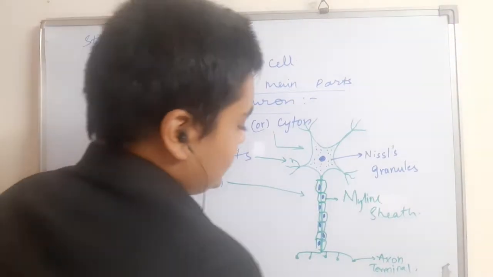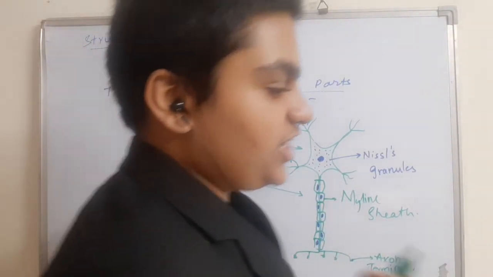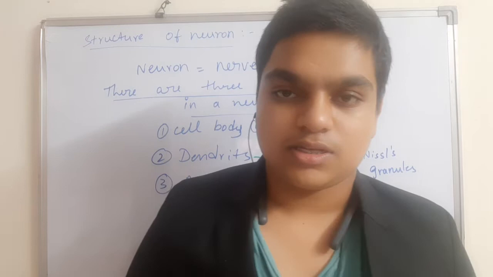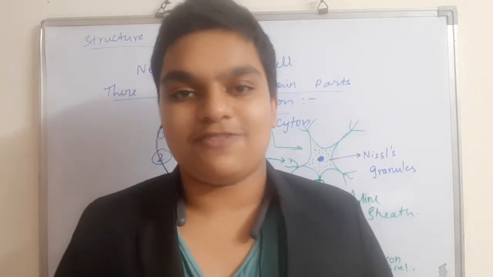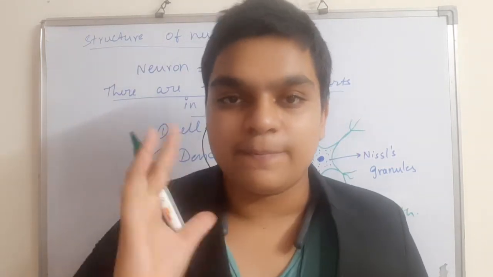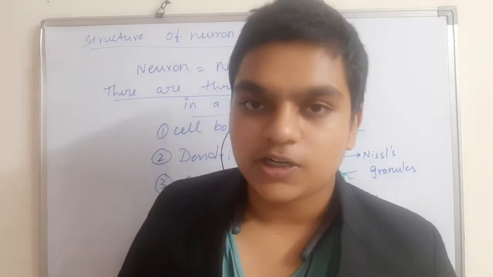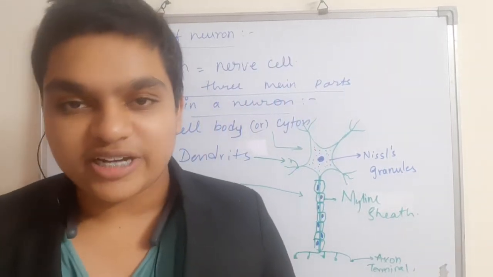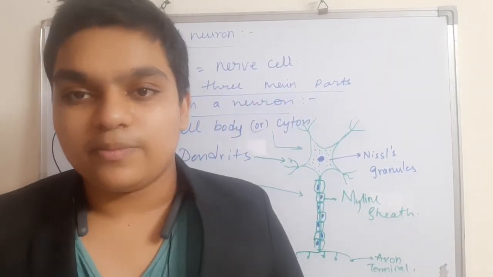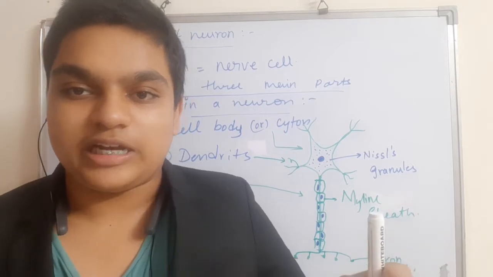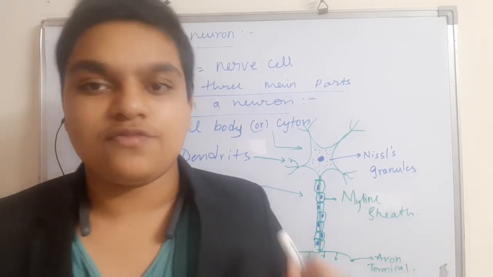This myelin sheath helps in the faster conduction of nerve impulses. Okay, got it? The myelin sheath helps in the faster conduction of nerve impulses. See, what is this myelin sheath? It helps in the faster conduction of nerve impulses.